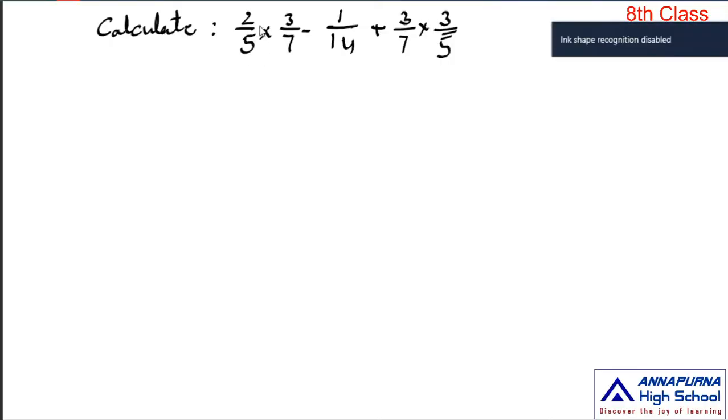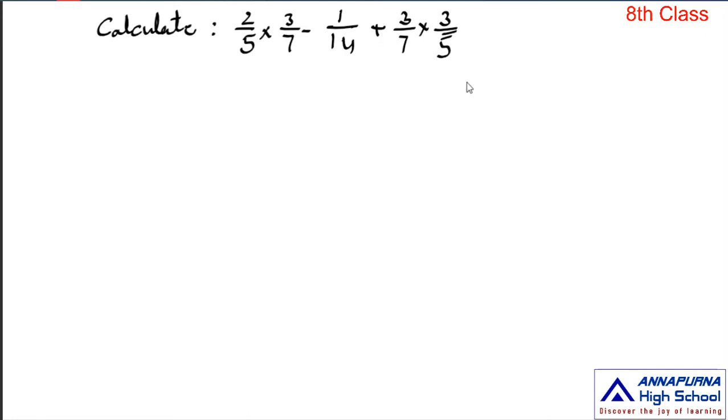Next, we move to the most important thing, that is why we learn properties of numbers and how these properties help us. These properties help us for easy calculation. To understand this, here I have one example. Calculate 2 by 5 into 3 by 7 minus 1 by 14 plus 3 by 7 into 3 by 5. Normally, what is the approach that you would follow to calculate this numerical expression?